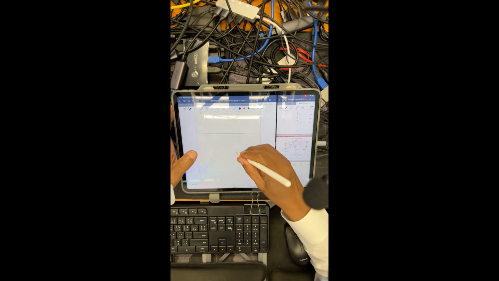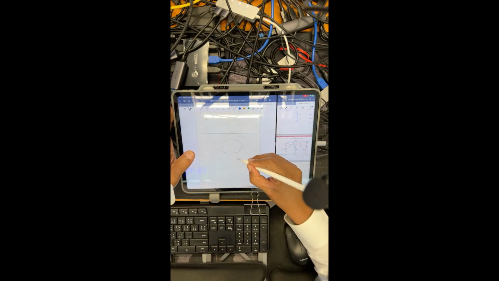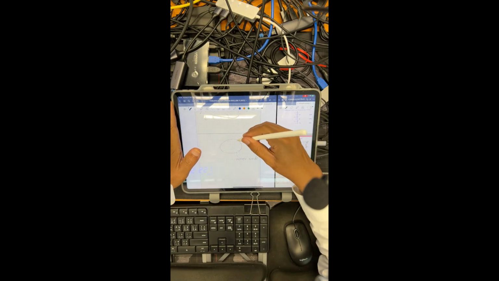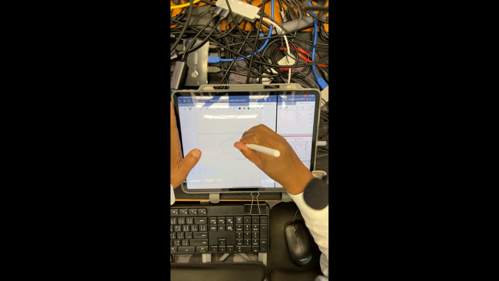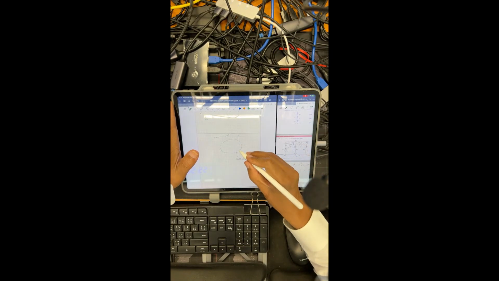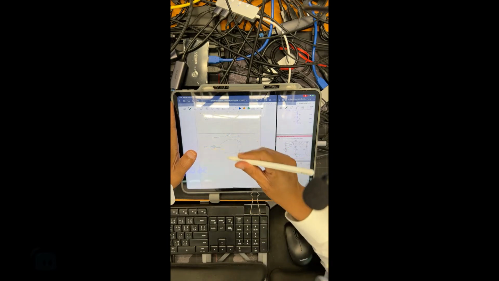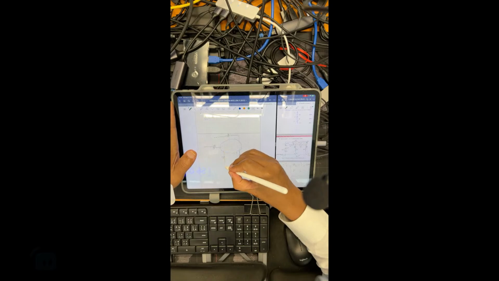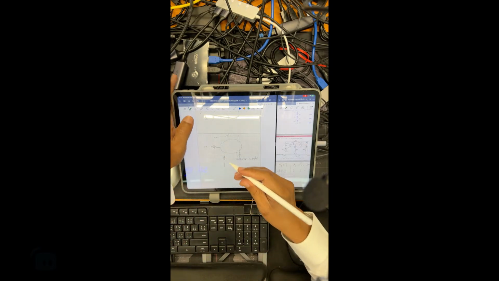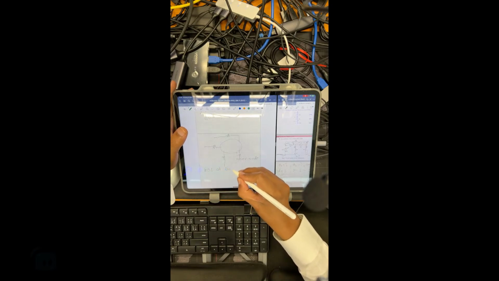This area is the supernode. It connects like this, and it connects like this, and something like this, and connects to this one. So we are going to consider KCL at the supernode.